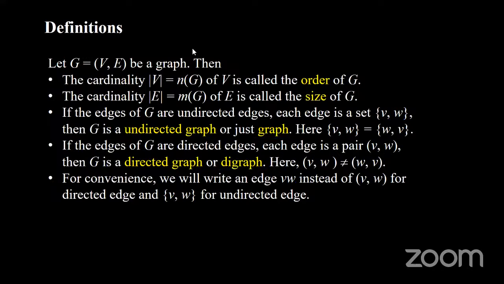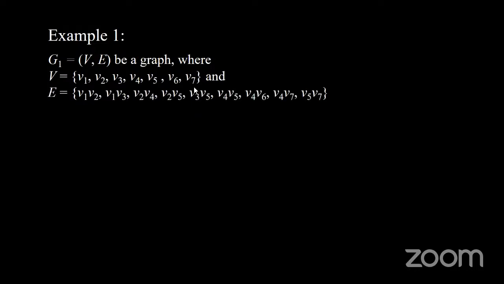Okay, then here is an example. We call it G1. These are the vertices, v1, v2, v3, and so on until v7. And these are the edges, v1 v2, and so on. So what is the order of this one?